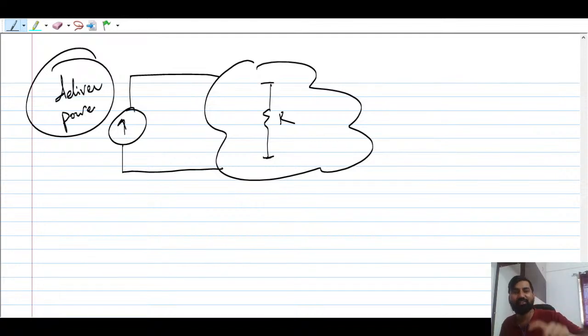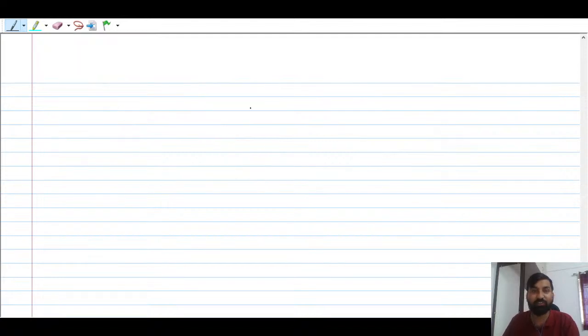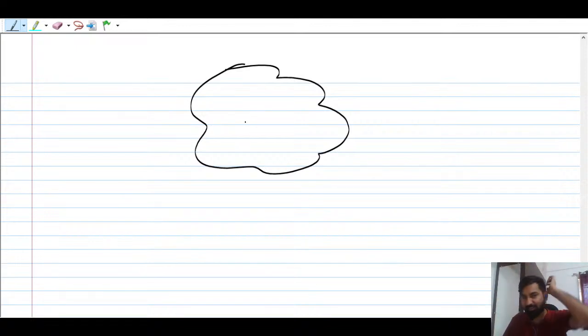If there is only a single source, it will always deliver the power, right? I think this is clear. But if there are multiple sources, you can say voltage source, current source. Suppose this is a network, a kind of family, okay? This is a family of resistances, and there are many sources, right?